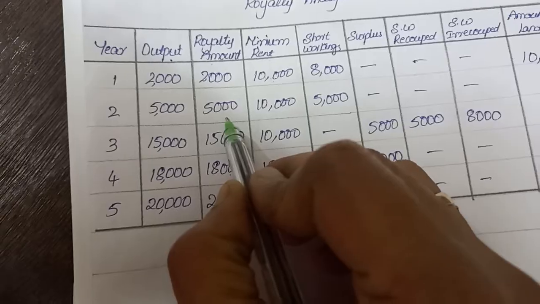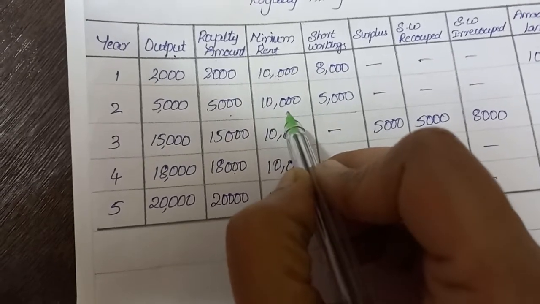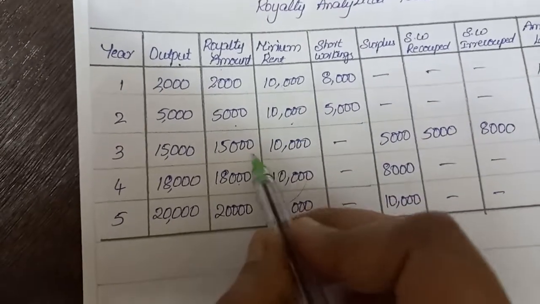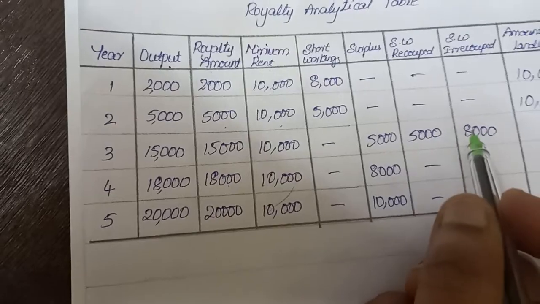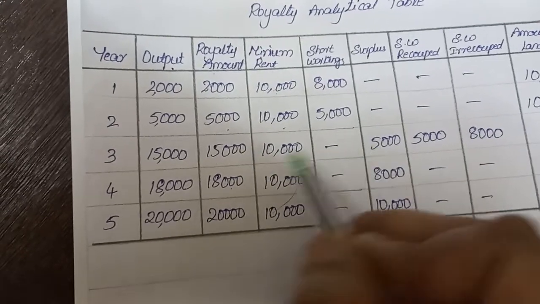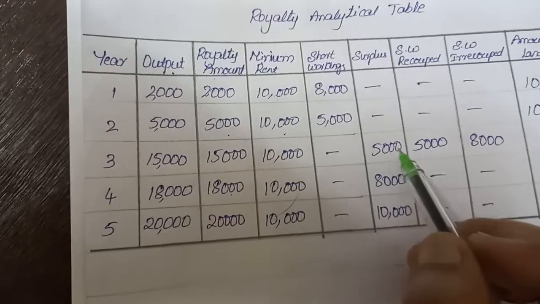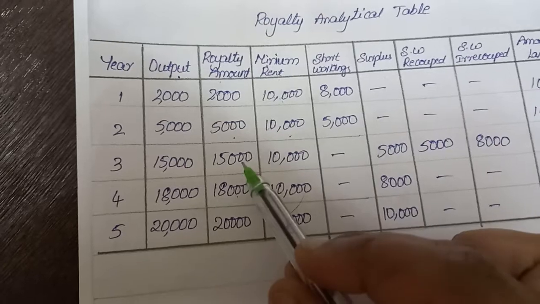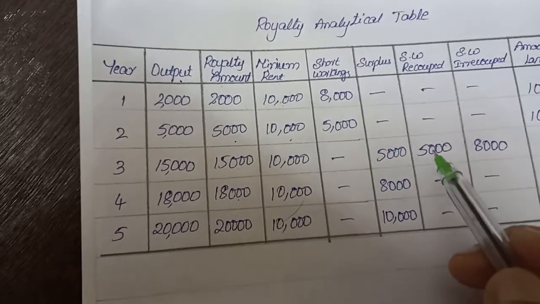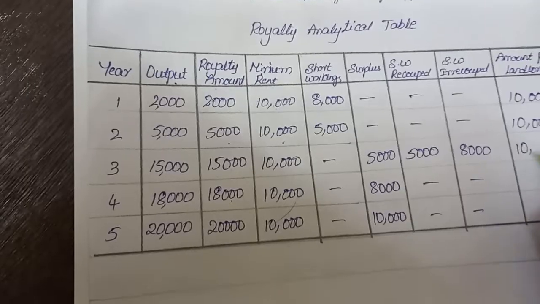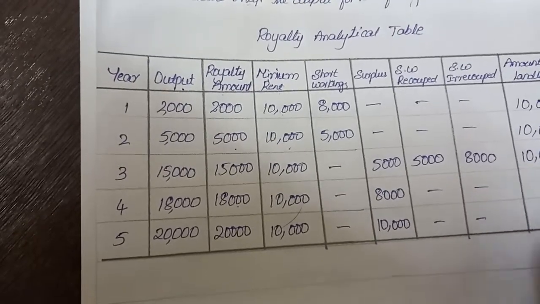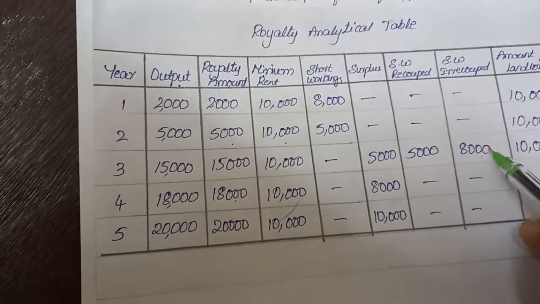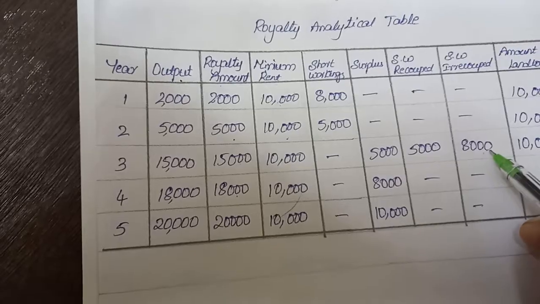In second year, royalty amount is less, minimum rent is more. So we'll pay minimum rent in second year as well. And coming to the third year, there is adjustment. We got surplus of 5,000, so we need to deduct the 5,000 from the royalty amount. Royalty amount is 15,000. 15,000 minus 5,000 is 10,000. So we are paying 10,000 again to the landlord, and 8,000 is not recouped. So this will be transferred to the profit and loss account.